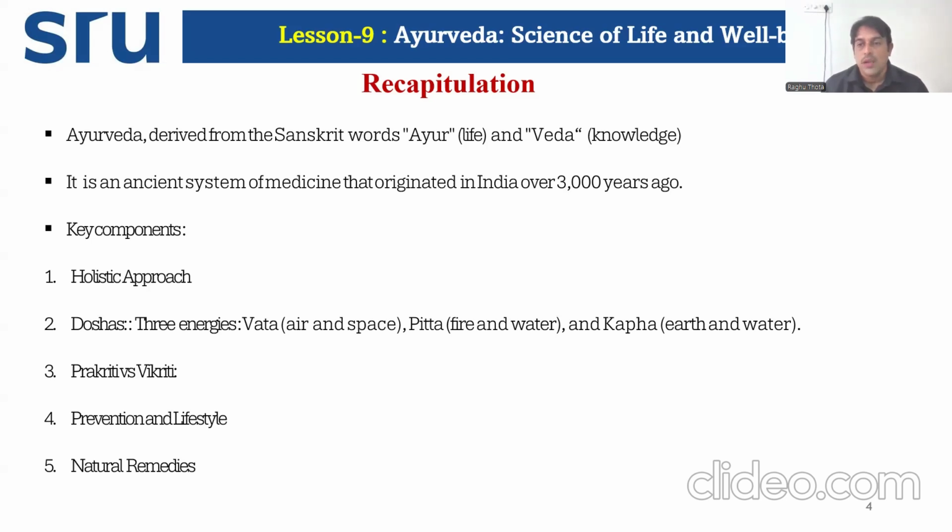Doshas. Ayurveda firmly believes that there are three energies, which are named the three doshas. What are the three energies? Vata, Pitta, Kapha in our body. If these three energies are in a balanced manner, Ayurveda considers that a healthy body. If any one of these three energies has an issue, then there is a health issue, an illness. According to the dosha, the treatment would be considered.